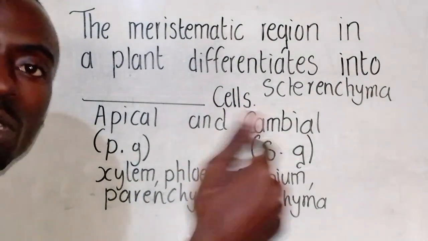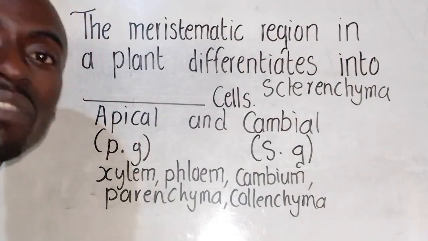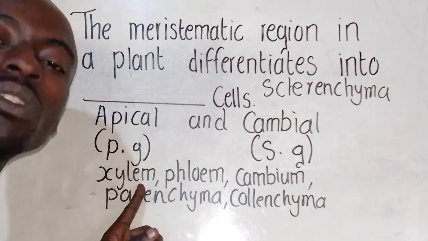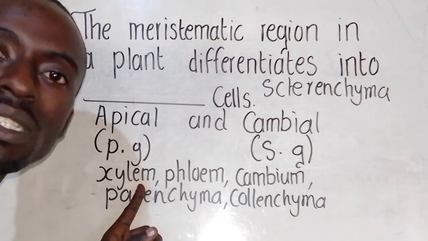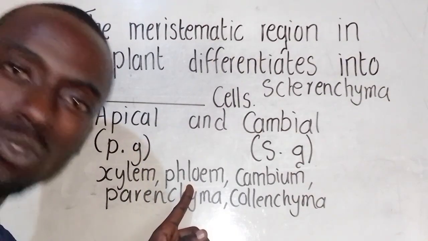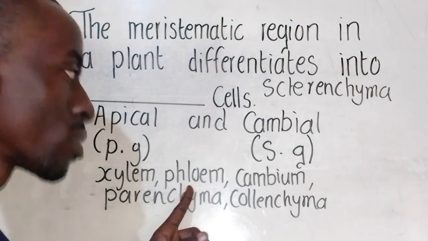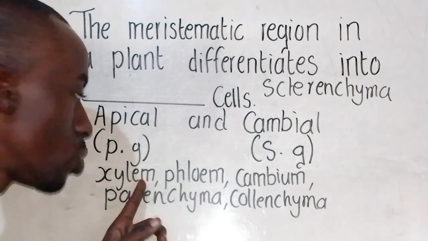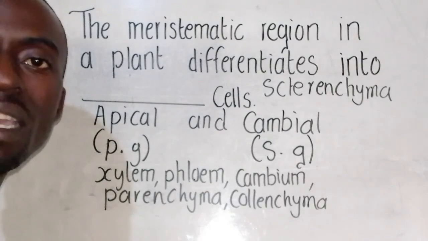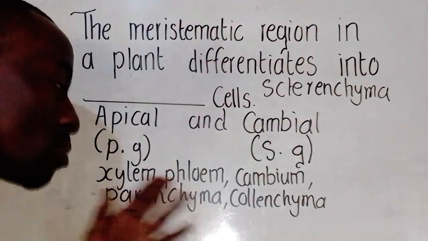All these are produced in the meristematic region, and they each have a specific function. The function of the xylem is to transport water and mineral salts. The function of the phloem is to transport manufactured food such as sucrose, as well as water and mineral salts. The cambium, which is between these two, acts as a demarcation. That is a region for active cell division. It helps in producing new cells, which are the phloem and the xylem.